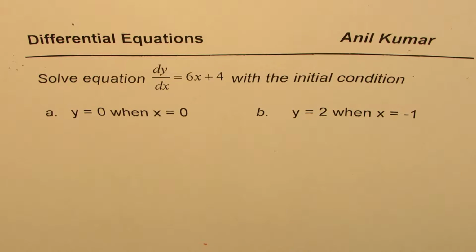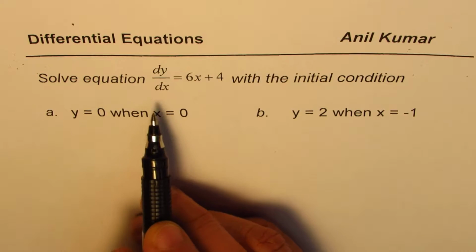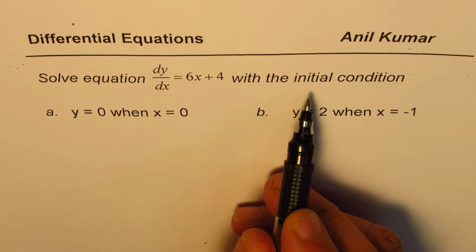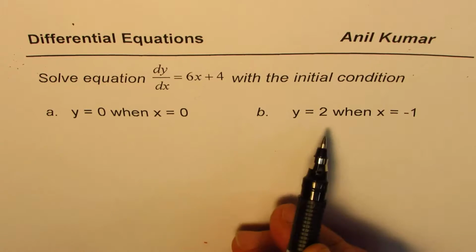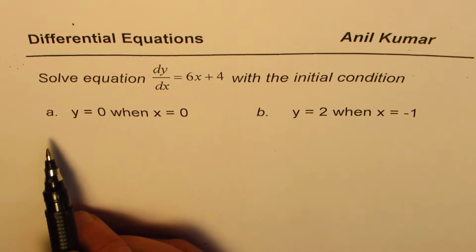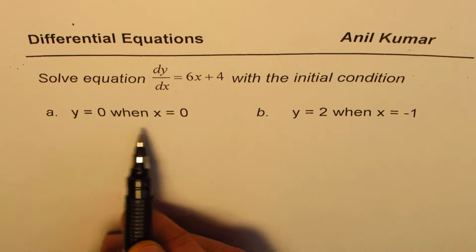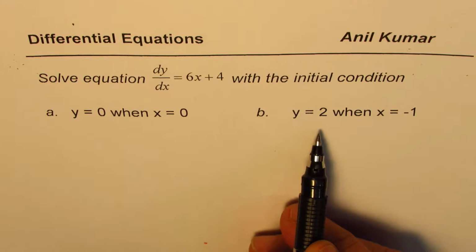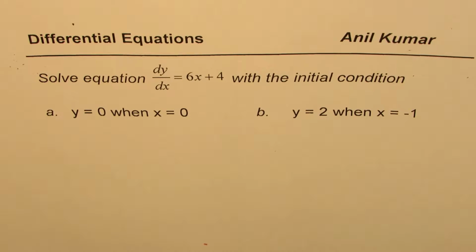The equation here is: solve dy/dx equals 6x plus 4 with initial conditions. We have two different initial conditions. The first one is y equals 0 when x equals 0, and the second one is y equals 2 when x equals minus 1. So these are the two different conditions.